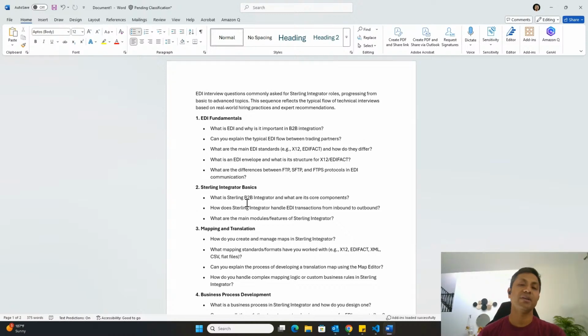How do you deploy it, right? How is the mapping used in the business processes? Things like that. Tell the end-to-end story of a map, the journey of a map, right, in Sterling Integrator.